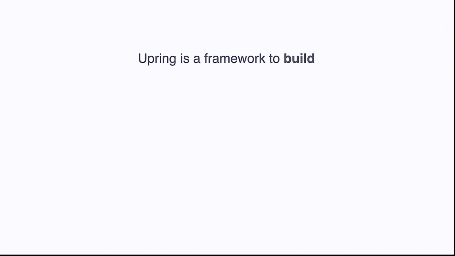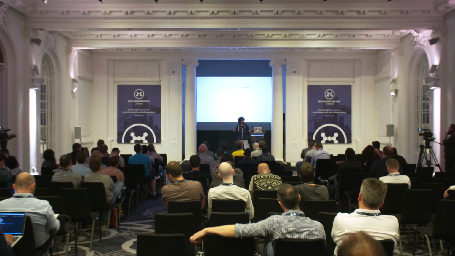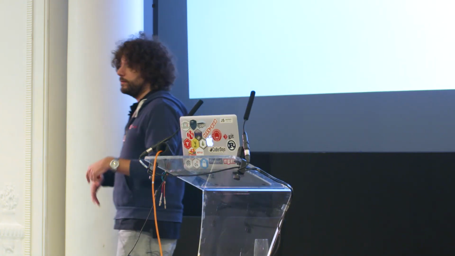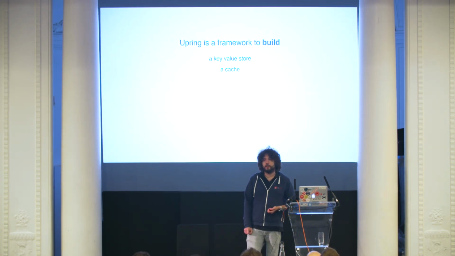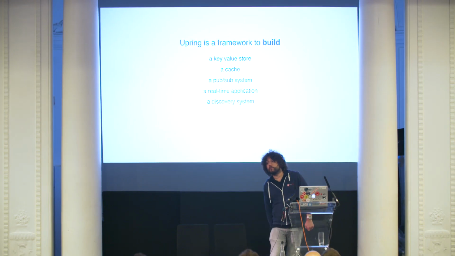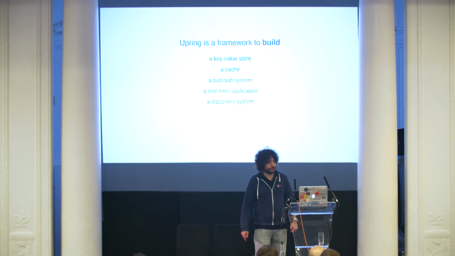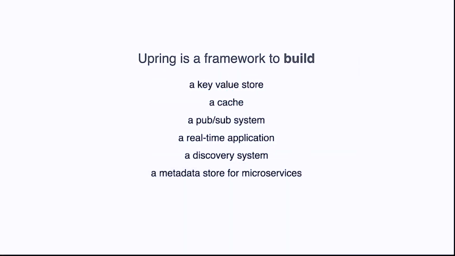So, just wrapping it up, UpRing is a framework to build a key value store. You have tried it, you have seen it, it's a little demo. A cache, why is a cache important? Well, in a microservice system, we talked about caching a couple of hours before. Then our PubSub system, we have seen that. A real-time application, why not? A discovery system for your microservices in place of whatever you want to use. A metadata store, or another piece of infrastructure you want to throw at it.